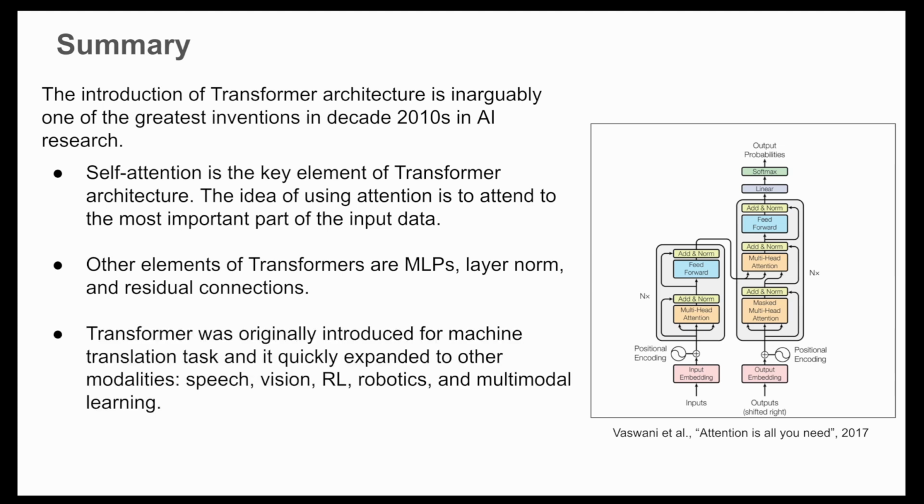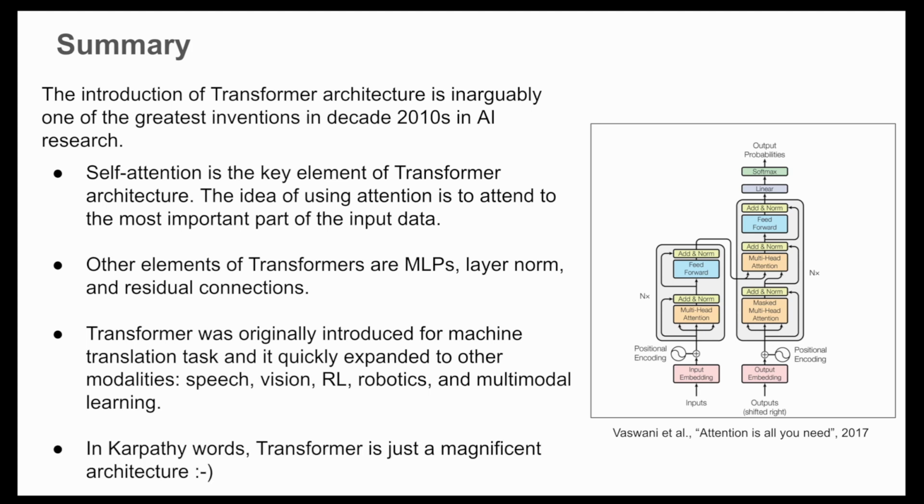The transformer was originally introduced for machine translation tasks, and it quickly expanded to other modalities. We saw that the same transformer architecture is used in speech recognition, in vision, in reinforcement learning, in robotics, and in multimodal learning. And finally, in the capital words, transformer is just a magnificent architecture. It is a general purpose differentiable computer.